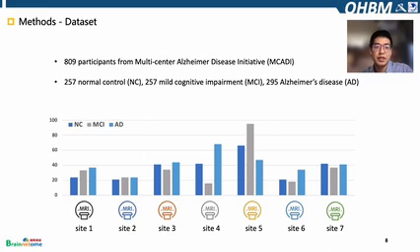There is a dataset used in the study. We utilized a large sample of an fMRI dataset from the multicenter Alzheimer's Disease Initiative, including 257 normal controls, 257 mild cognitive impairments, and 295 AD from these datasets.